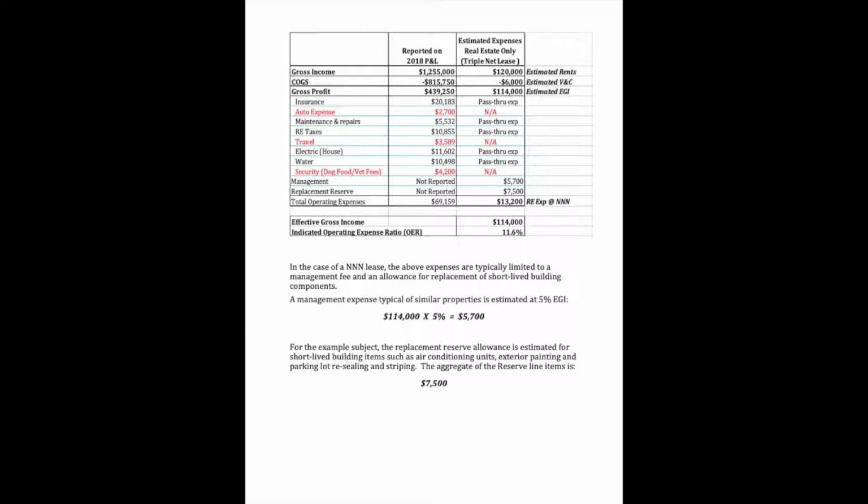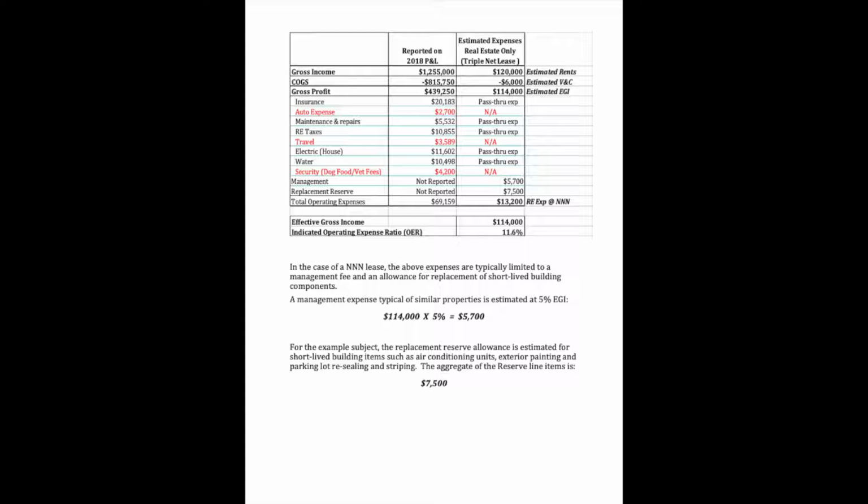Okay, in the case of a triple net lease, the above expenses are typically limited to a management fee and an allowance for replacement reserve of short-lived building items, okay? A management fee typical of similar properties is estimated at 5% of the effective gross income for the subject property, okay? So you got $114,000 EGI times 5% equals $5,700.